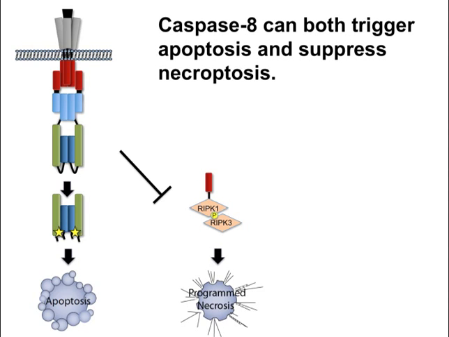And so we can now draw this very simple schematic. Receptor activation can trigger caspase-8 activation. This is a depiction of caspase-8 in this dimeric caspase structure, which can lead to apoptosis. But caspase-8 actually also suppresses this alternate form of cell death, programmed necrosis. And this suppression is required for normal development. This is why caspase-8 knockouts die during development.